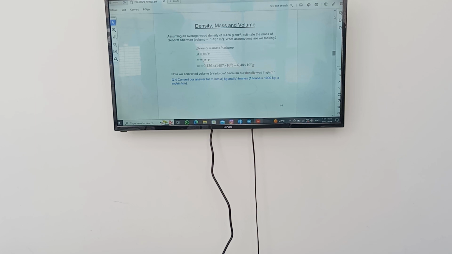Now we have the note. Note we converted the volume into centimeters to the power of 3 because our density was in gram per centimeter to the power of 3. We have to match the units. Okay? It's very important to match the units because you can't do it with one in centimeter and one in meter, and one in the negative power and not the positive power.